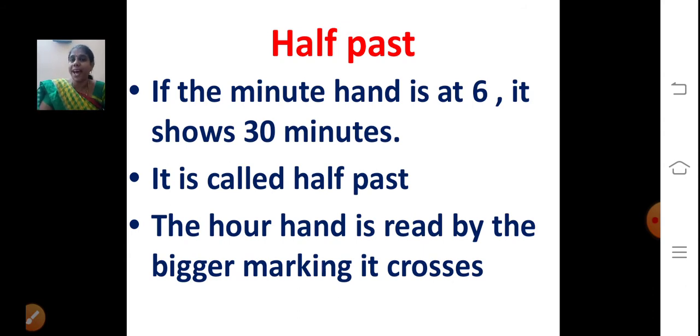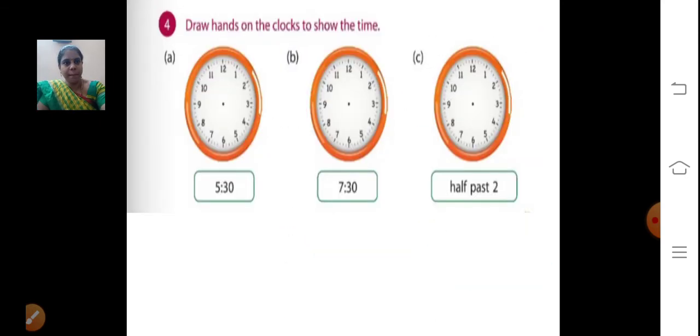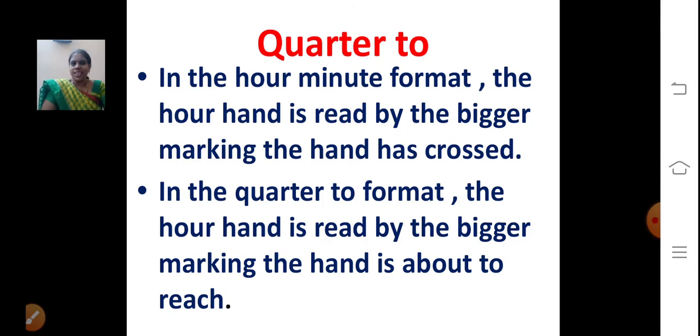If the minute hand is at 6, it shows how many minutes? 30 minutes, isn't it? If the minute hand, that means the longer hand, is at 6, then we say it is half past. Now today we are going to see about quarter 2. Now what is quarter 2?